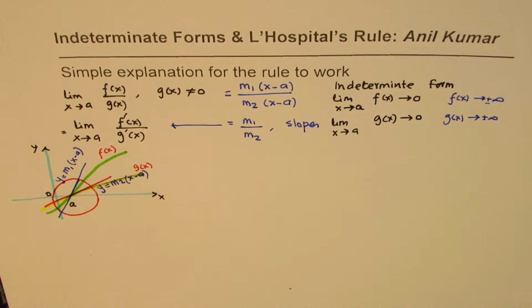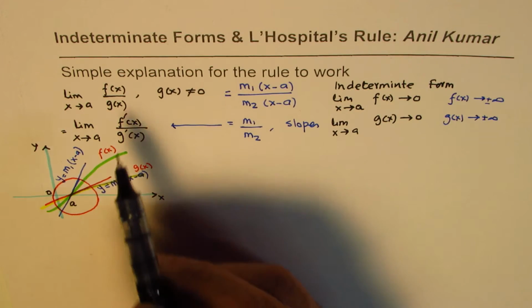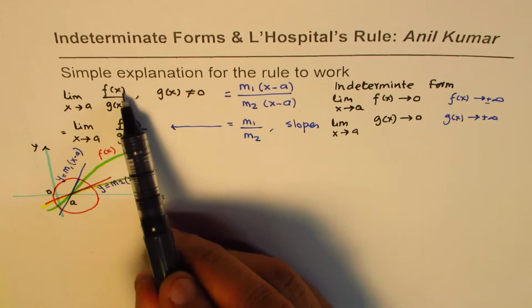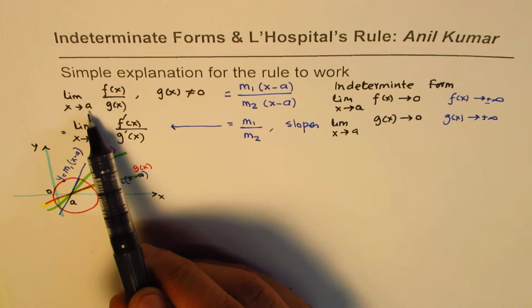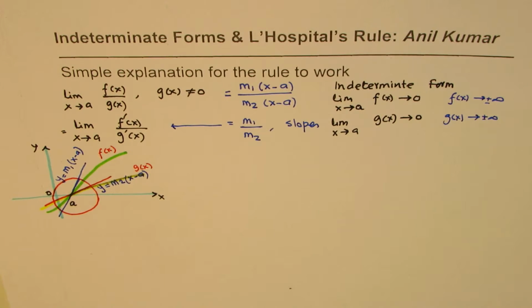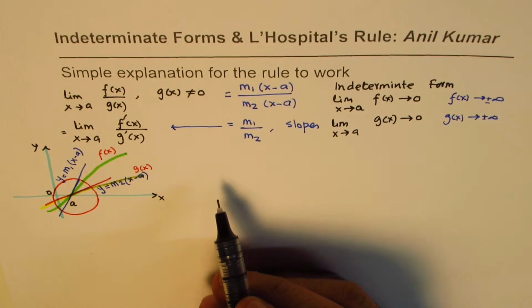So in general, this is a very simple explanation, but I hope it helps you to understand the very basic concept of why the limit of the quotient of these two functions as x approaches a should be equal to the quotient of their derivatives as x approaches a. So that is kind of a graphical representation. You could actually do it algebraically also.